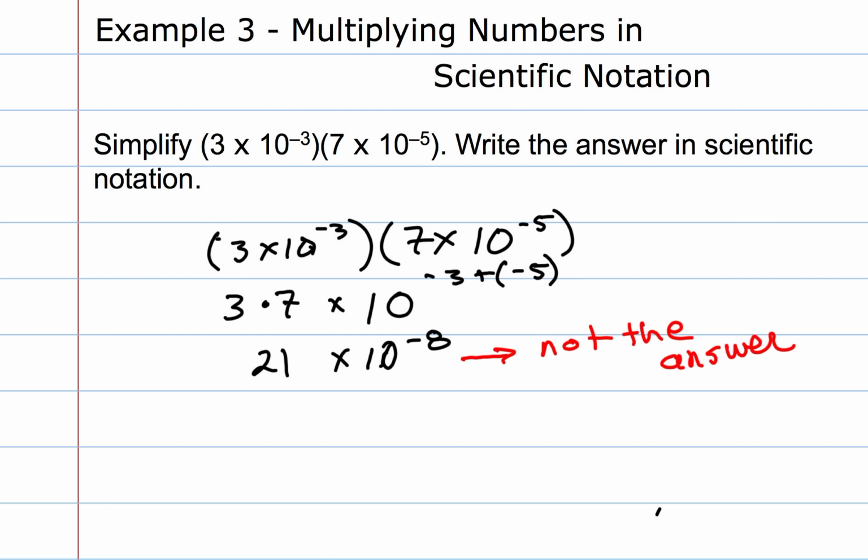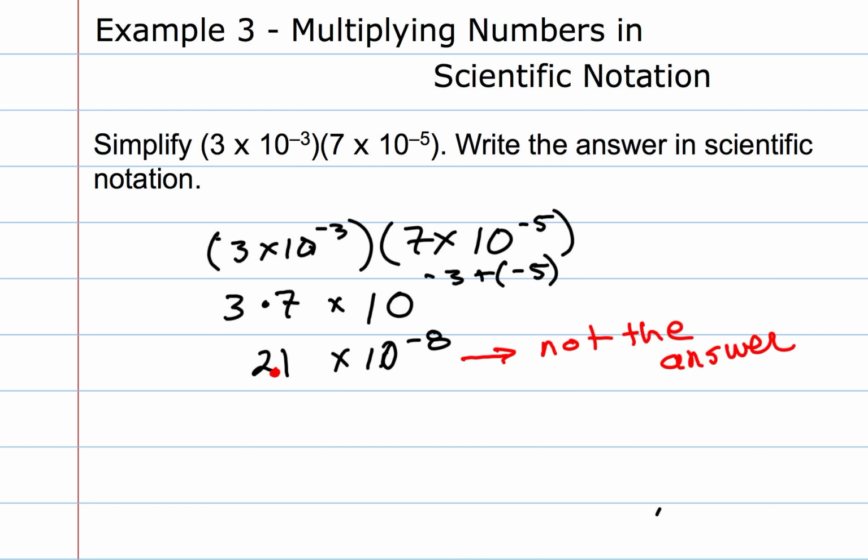This is not the answer because this answer is not in scientific notation. You may think it's in scientific notation, but it's not. It's not in scientific notation because the number part, the A part of scientific notation, has to be a number greater than or equal to 1 and less than 10. It has to be between 10 and 1, and it can be 1. It can't be 10, but it can be 1.